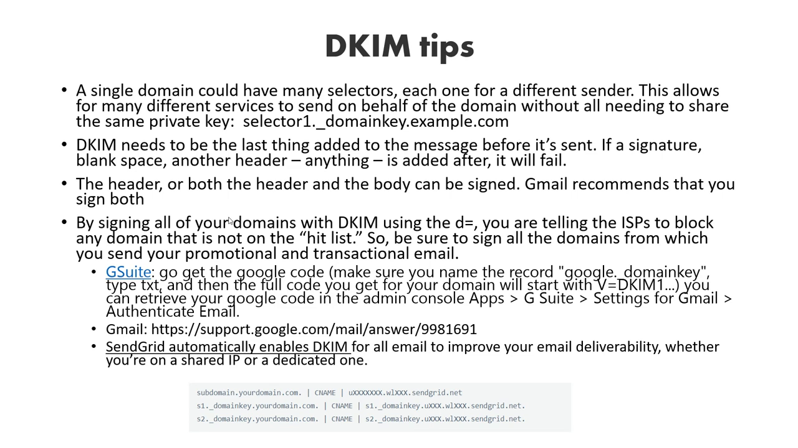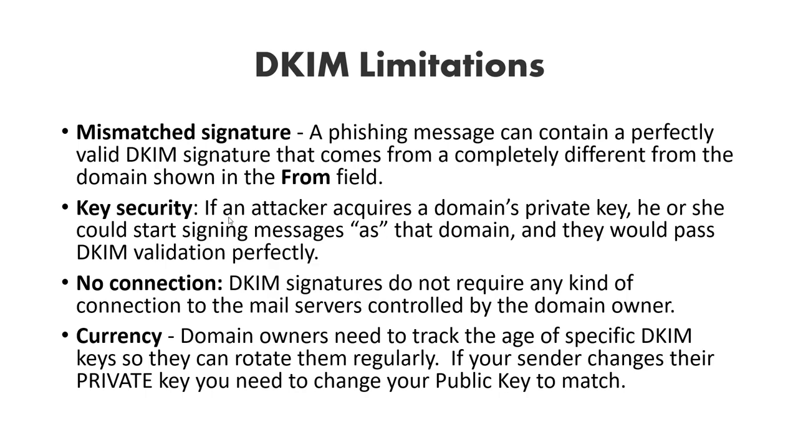So, limitations of DKIM as well. You can have a mismatched signature, and we already talked about this, where it doesn't actually stop the from address from being incorrect. So a phishing message can contain a perfectly valid DKIM signature that comes from a completely different domain than the one shown in the from field, and that would pass. The second limitation is key security. If they acquire your domain private key, they could start signing messages as that domain, and it would pass DKIM validation perfectly. So you want to make sure, obviously, it's a private key, right?